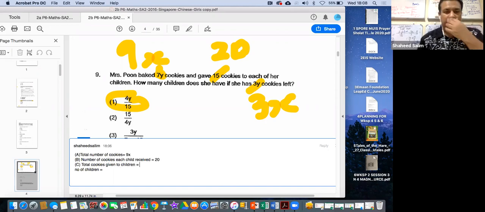What minus what, Rahana? She had 3 eggs left. She baked 9 eggs. She got 3 eggs left. How many eggs is given to the children? 9 eggs minus 3 eggs. This is equals to 6 eggs. So what's the number of children? Take total number of cookies the children has, which is 6 eggs, divided by the number of cookies each child received, 20.